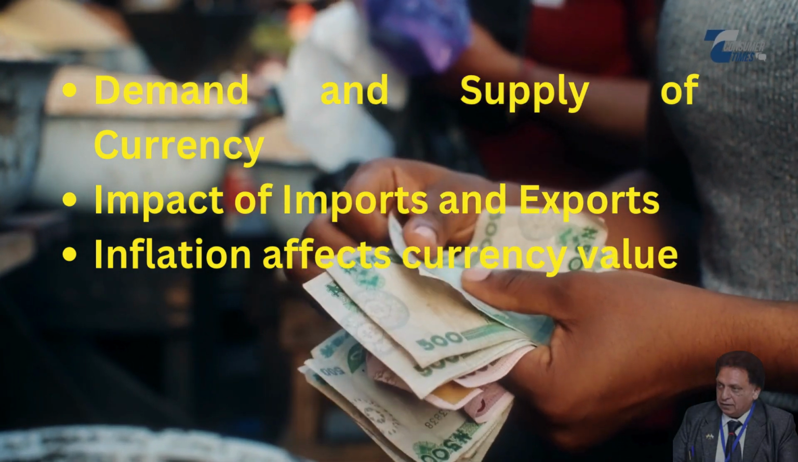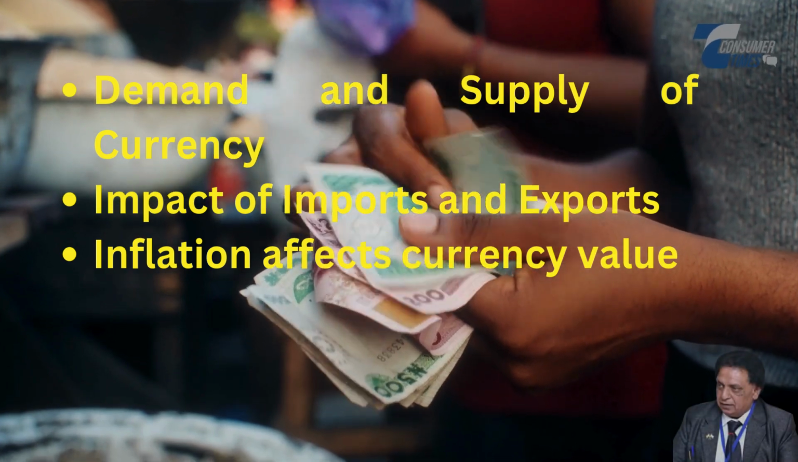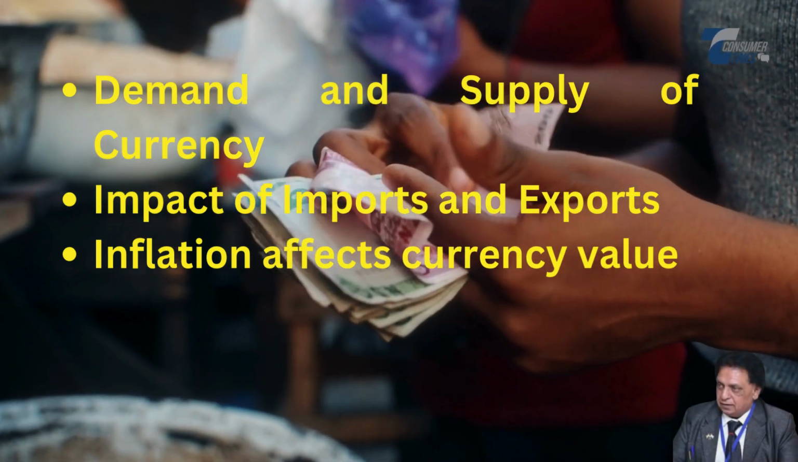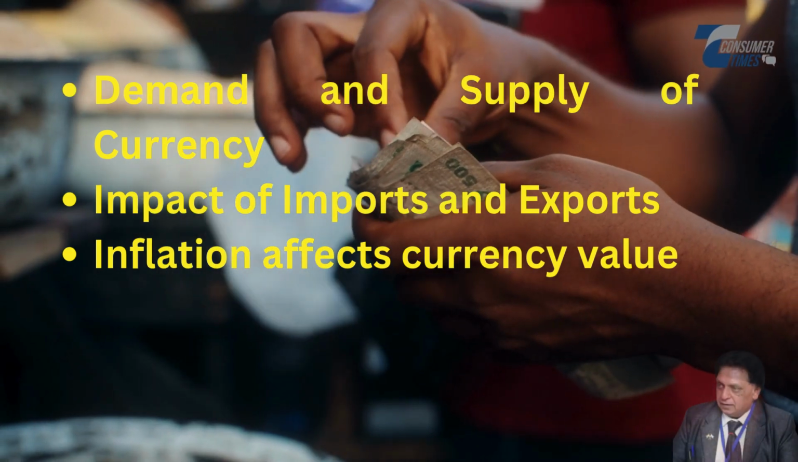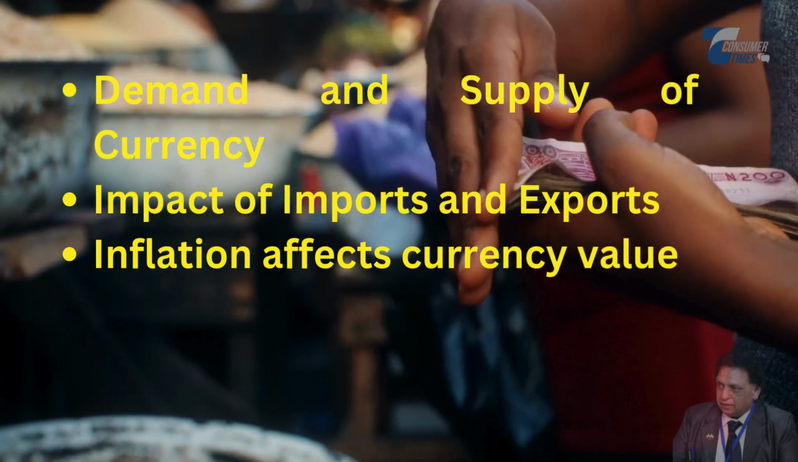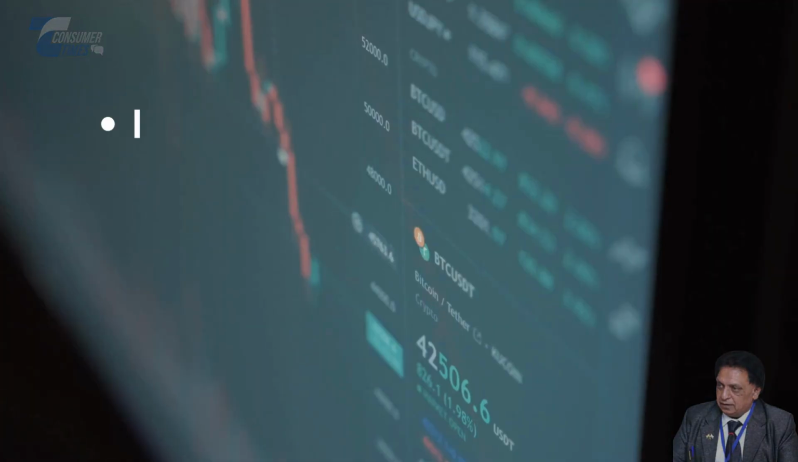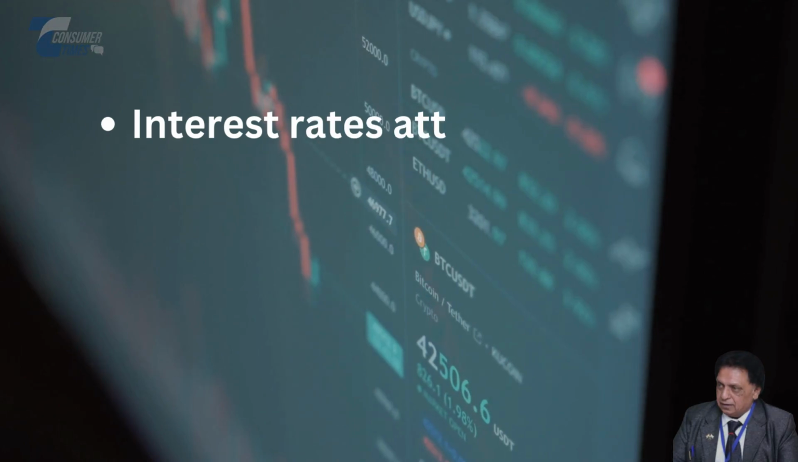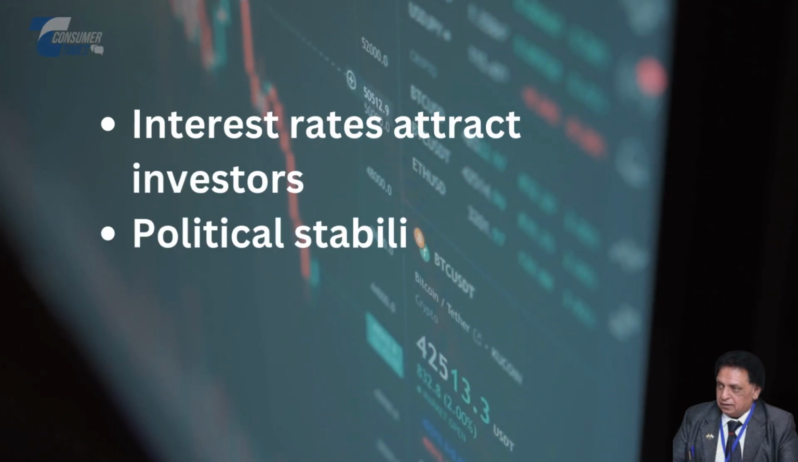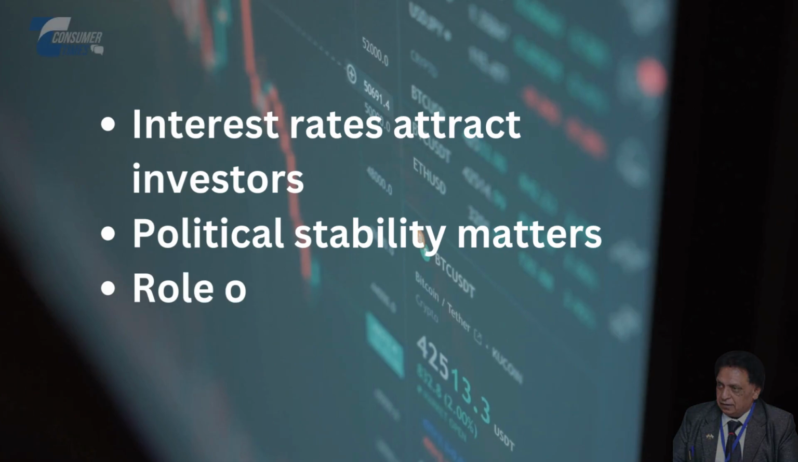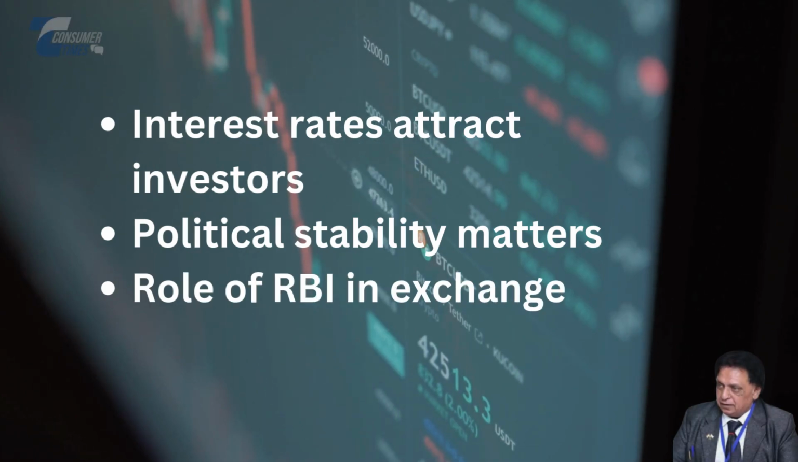The foreign exchange rate mainly works on the principle of demand and supply. When the demand for a country's currency increases, its value rises. When demand falls, the currency weakens. For example, if foreign companies and investors want to invest in India, they need Indian rupees. This increases the demand for the rupee, and its value may rise.